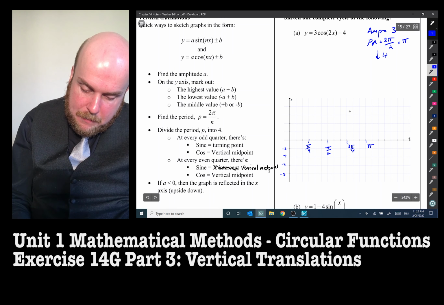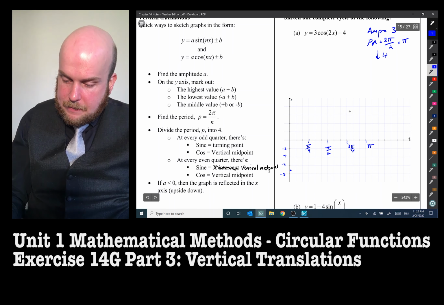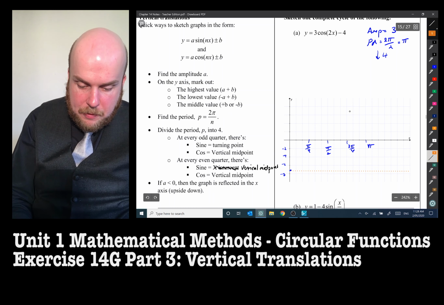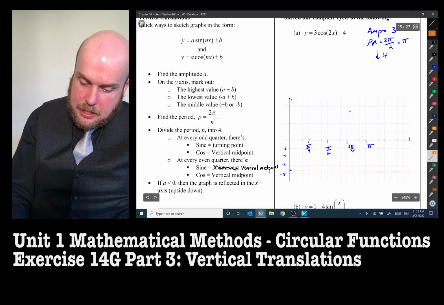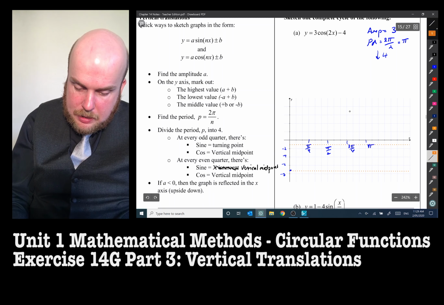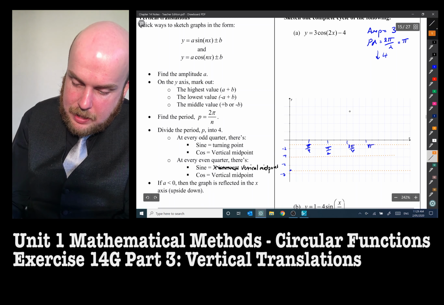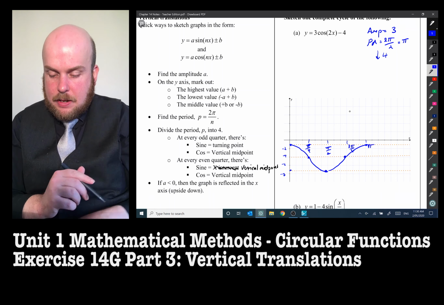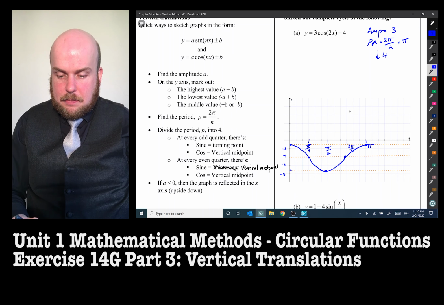So my lowest value is going to be here. So the bottom of my graph is going to hit here. The top of my graph is going to hit here. And the middle of the graph, which will be 0 minus 4, is going to hit here. So we've got 1, 2, 3, 4, 5. So it should look something like that. There is 3 cos 2x minus 4.